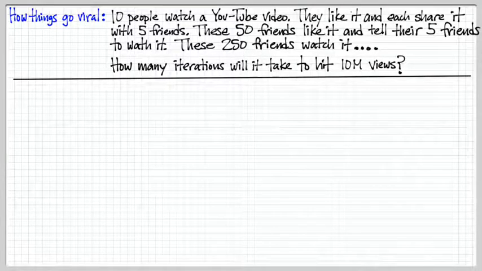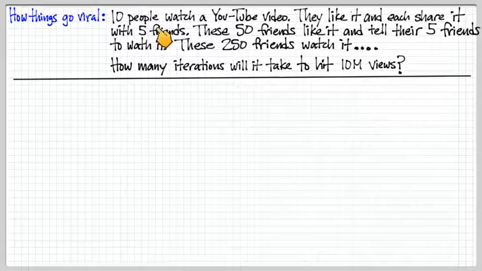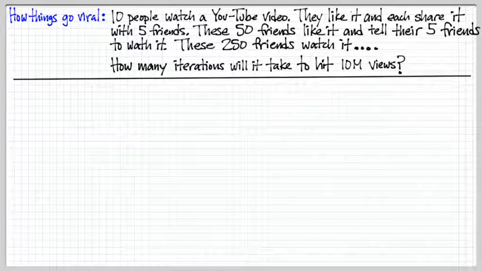So here's a problem. Let's look at how things go viral. 10 people watch a YouTube video, they like it and share it with 5 friends each. So 10 times 5 gives 50 friends, they like it, and then they tell their 5 friends. So then there's 250 friends who then watch it, and so on and so on. How many iterations will it take before it hits 10 million views?